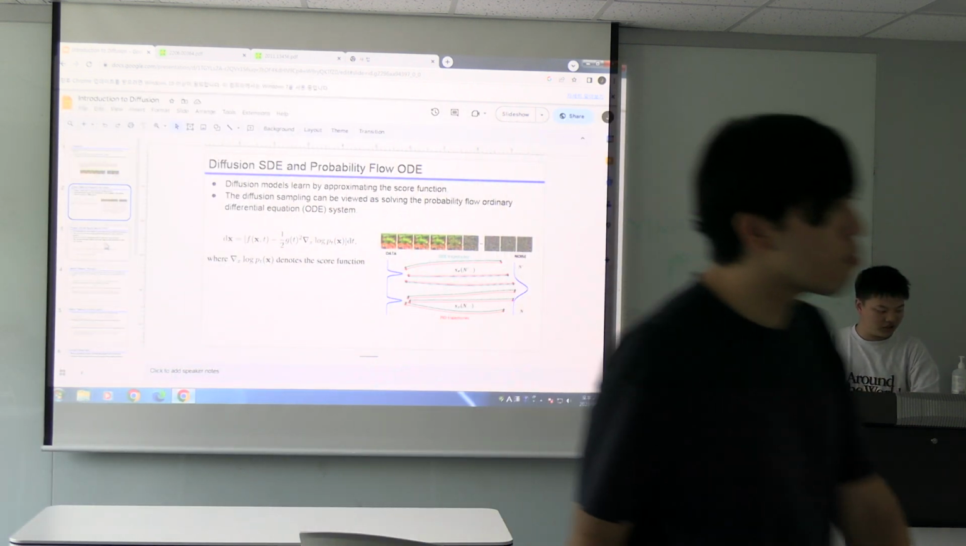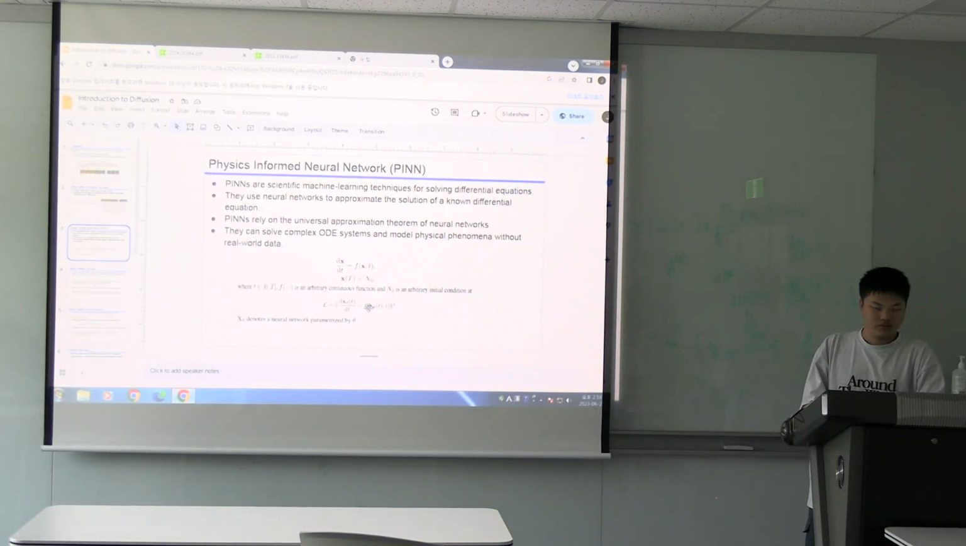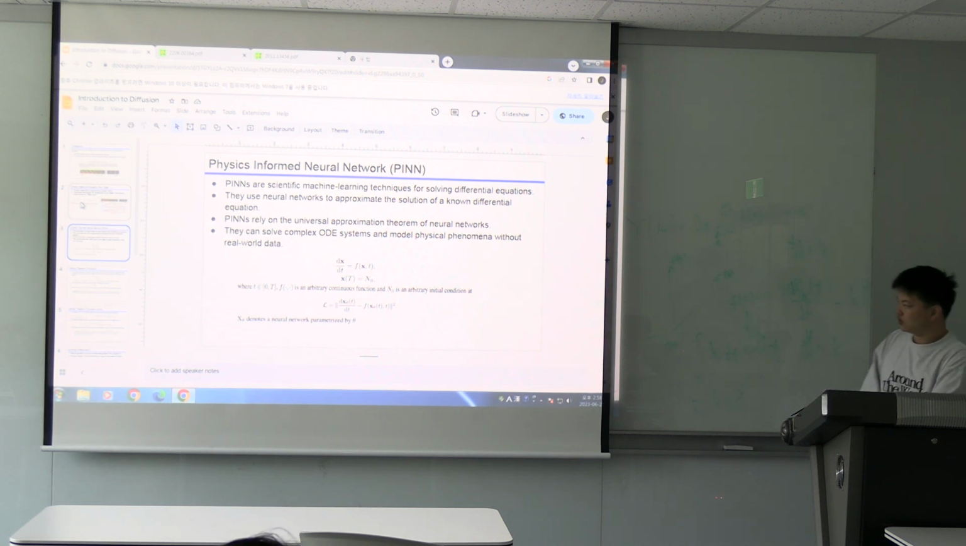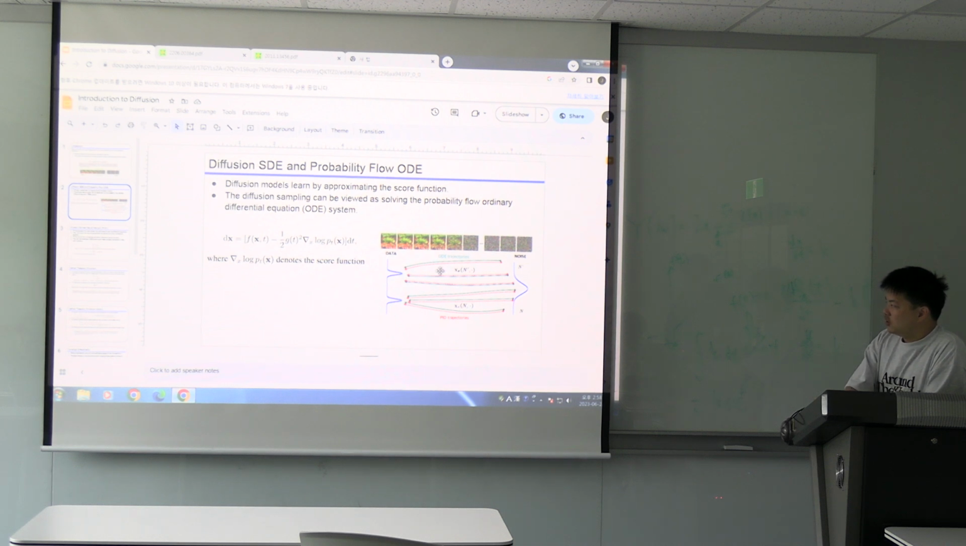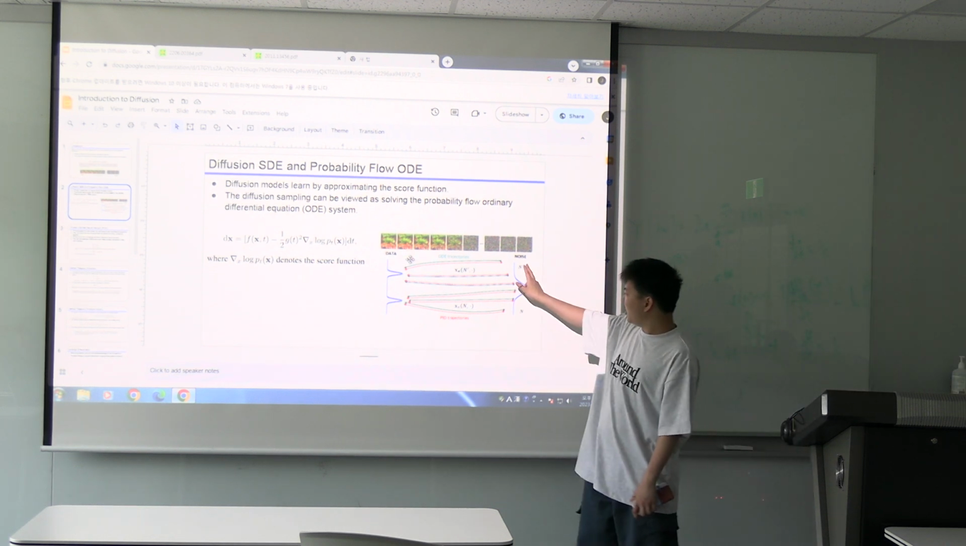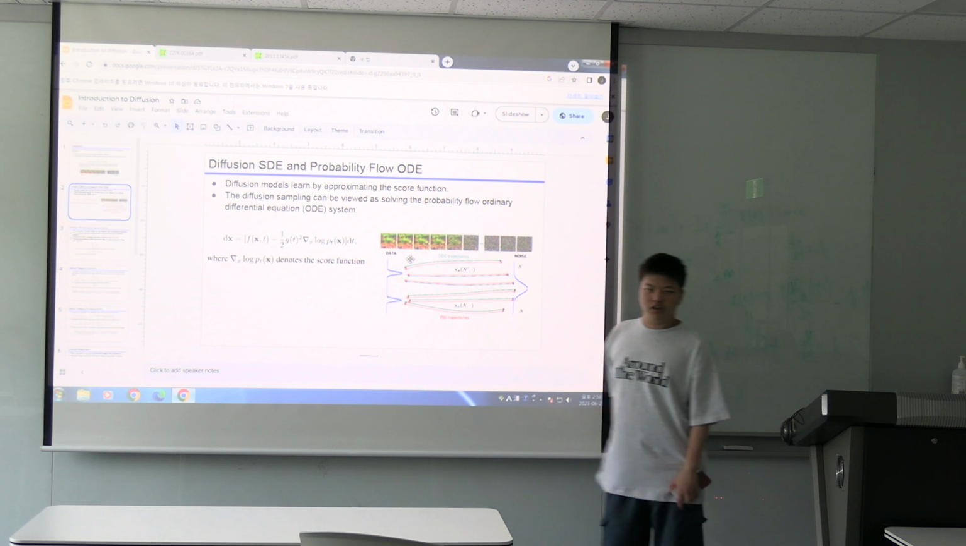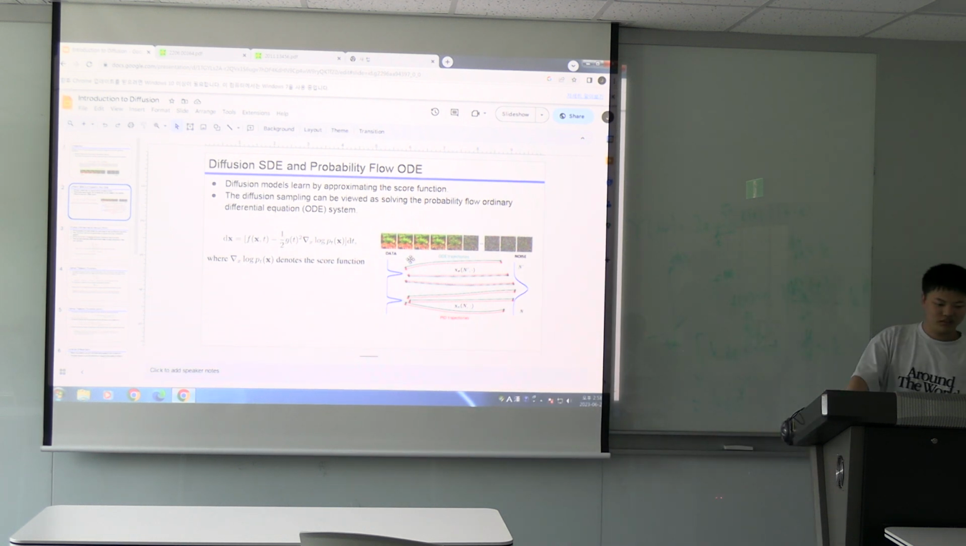Because remember the loss has dx over dt. So I replace this here with the numerical. I approximate the gradients with numerical differentiation in the loss. But after training, it can model this ODE, and so sampling is just the noise and 0, and then you get data. Yeah, understand.